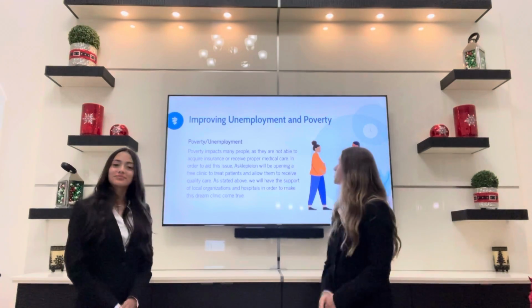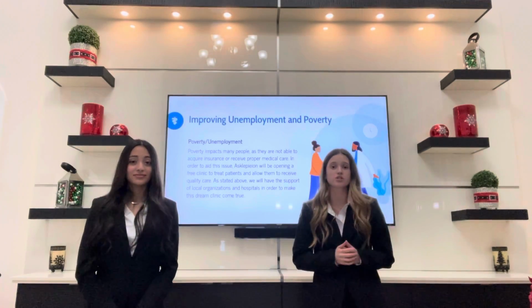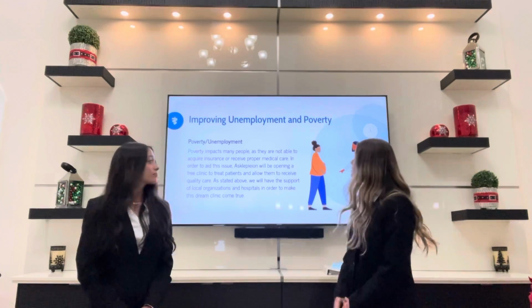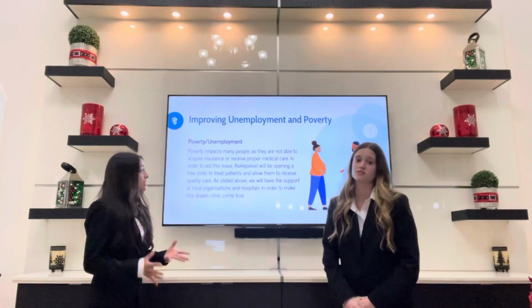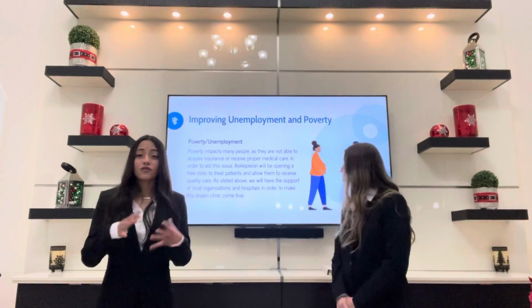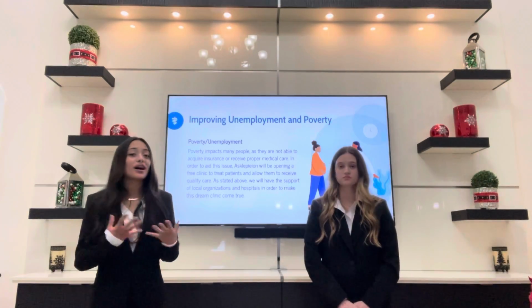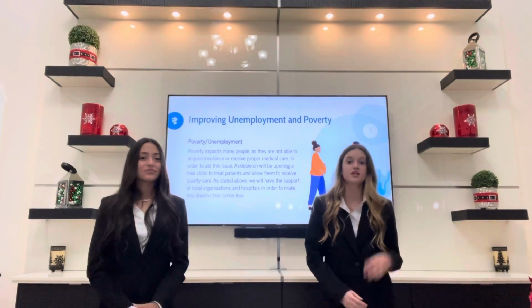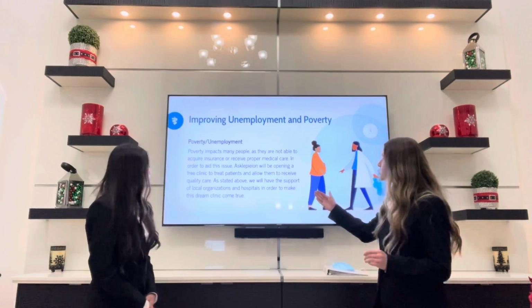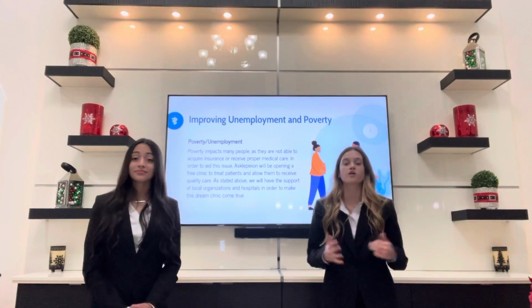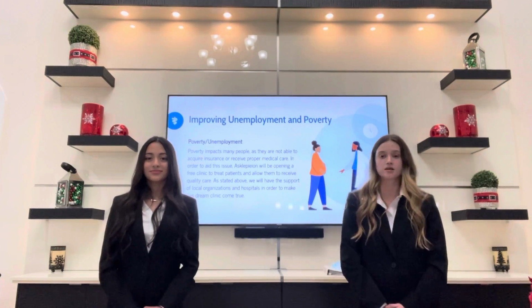Poverty impacts many people as they're not able to pay for insurance or have the quality medical care that they deserve. Asclepian will be opening a free clinic that will be able to treat patients and allow them to receive free care. This will be done by working with local organizations and hospitals in order for our free dream clinic to come true.